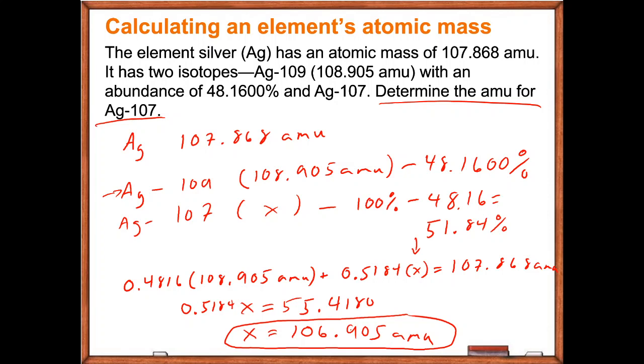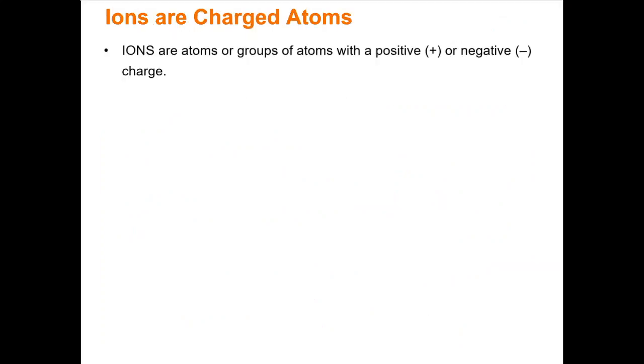Okay, so that's all on isotopes for right now. Let's move on, and we're going to talk about ions. Okay, so what is an ion? Ions are atoms or groups of atoms with a positive or a negative charge. So it's essentially a charged atom or a charged molecule.